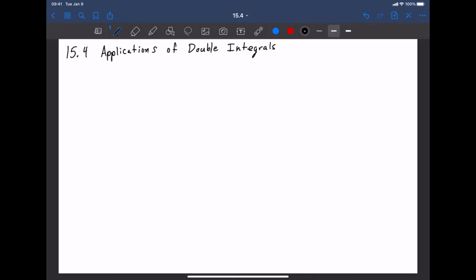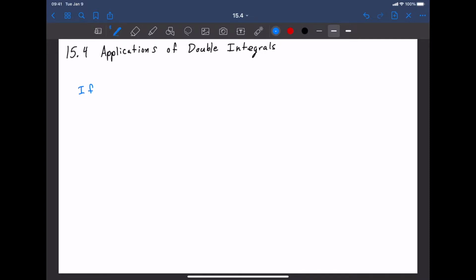Hi, in this video we're going to go over section 15.4, which is all about the applications of double integrals. In general, all of these applications can be summed up with the idea of a density function. For instance, we're going to look at mass density. This could be any kind of density. I'll talk about that in a second.